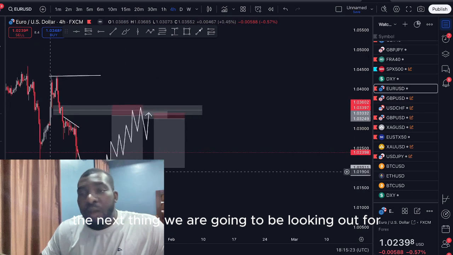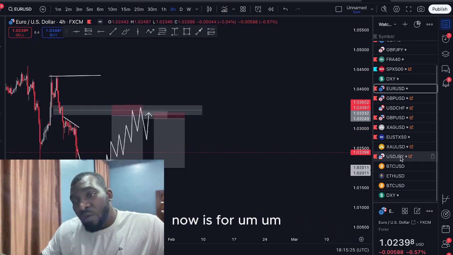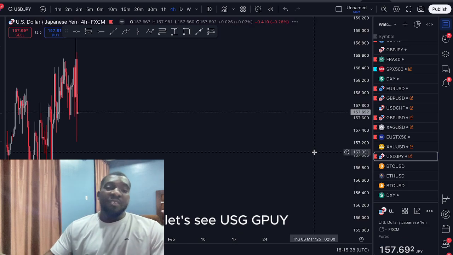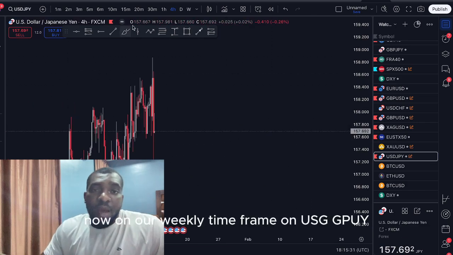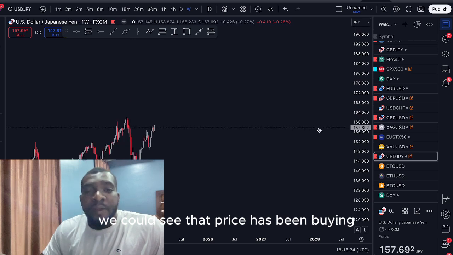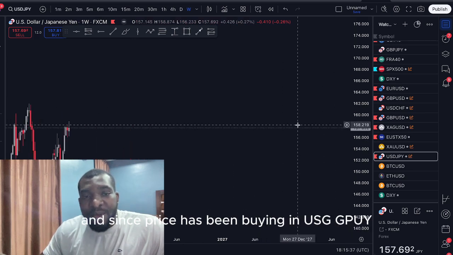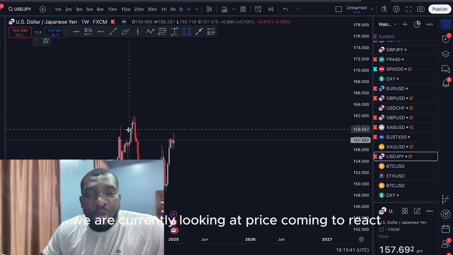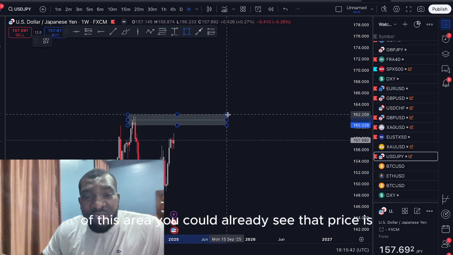The next thing we are going to be looking out for now is USD/JPY. Let's see USD/JPY. Now, on our weekly time frame on USD/JPY, we could see that price has been buying, and since price has been buying in USD/JPY, in fact, in this area we are currently looking at price coming to react off this area.